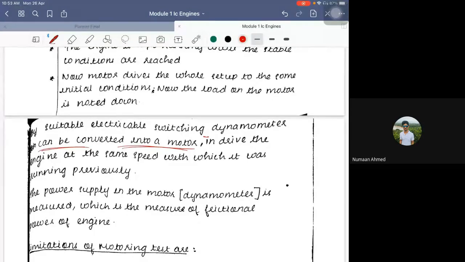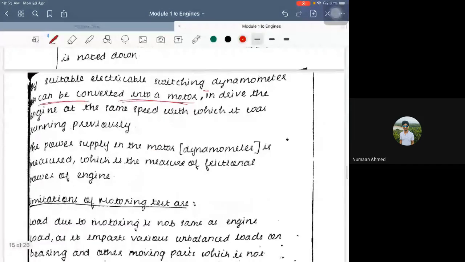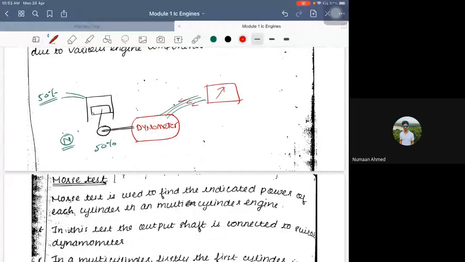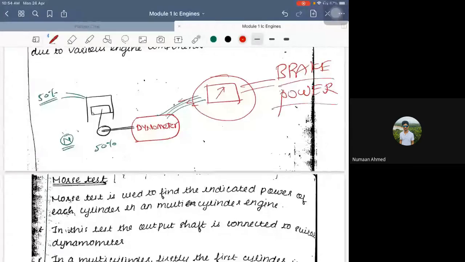So now the miracle thing is, whatever current is being consumed, we'll be having a meter, isn't it? How much current is being consumed there? And this particular amount of power being consumed now is nothing but your brake power. Got it? That is how you will do the motor test to calculate your brake power. Any doubts? No, sir.